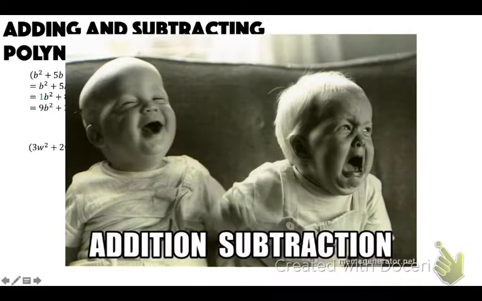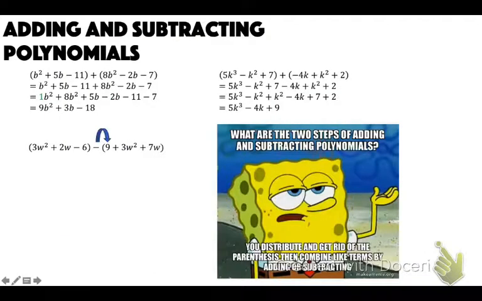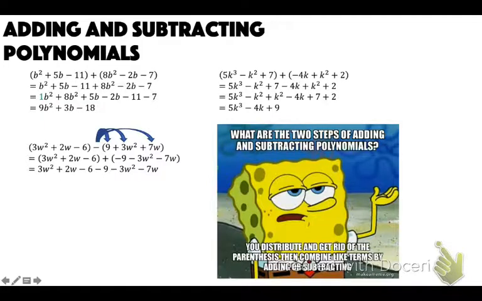And if I click through this, addition, subtraction. You distribute it. There you go. Drop the parentheses and then combine like terms. SpongeBob says, what are 2 steps of adding and subtracting polynomials? You distribute and get rid of the parentheses, then combine like terms by adding or subtracting. Now, if SpongeBob can add and subtract polynomials, you can add and subtract polynomials.